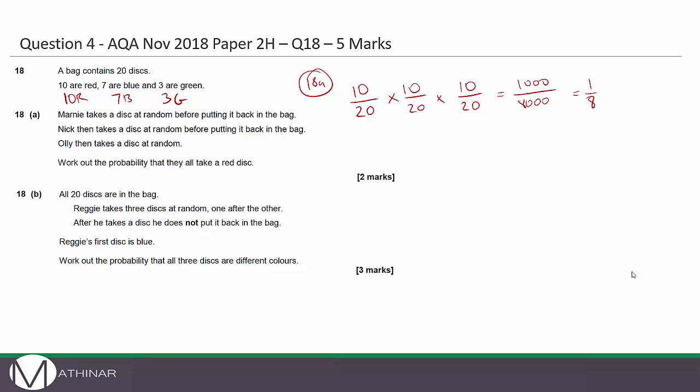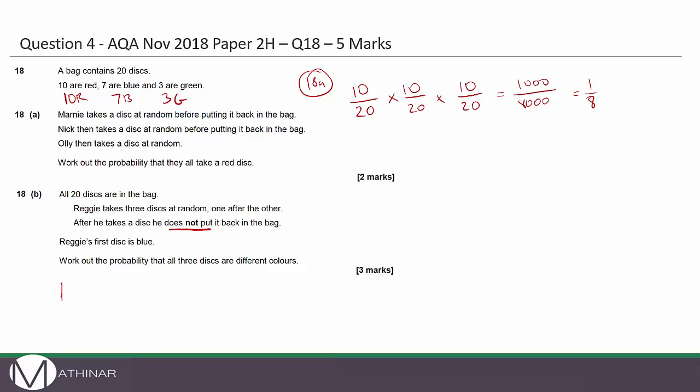18b. All 20 discs are in the bag. Reggie takes 3 discs at random, one after the other. After he takes a disc, he does not put it back into the bag. So this is sampling without replacement. Reggie's first disc is blue. Work out the probability that all 3 discs are different colours.